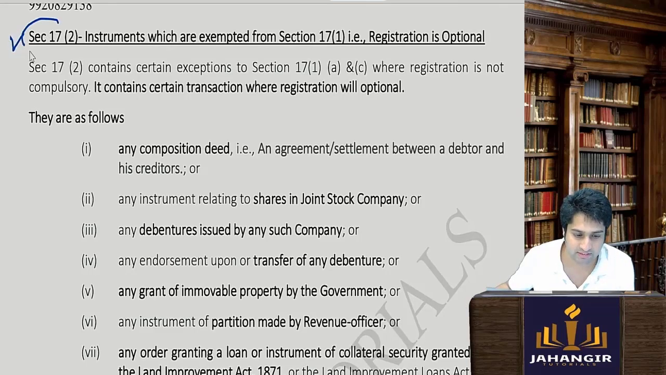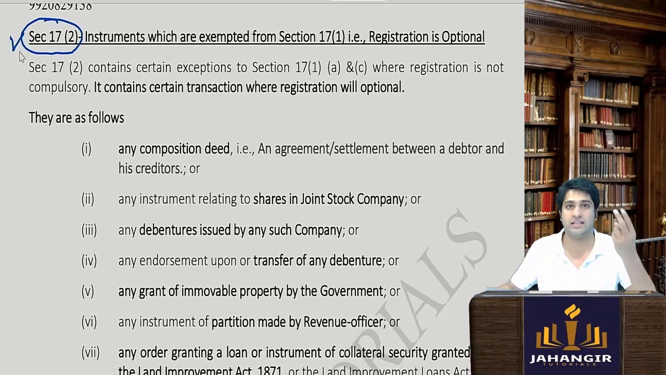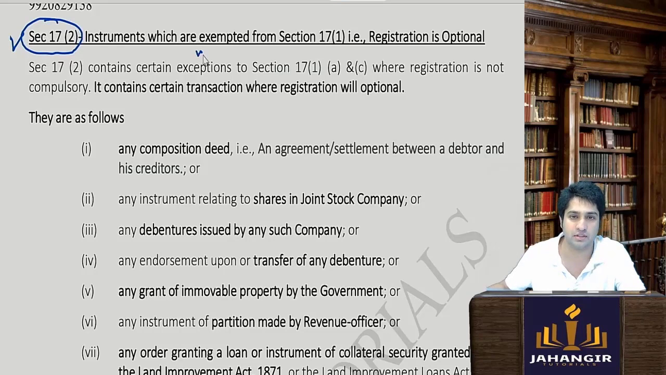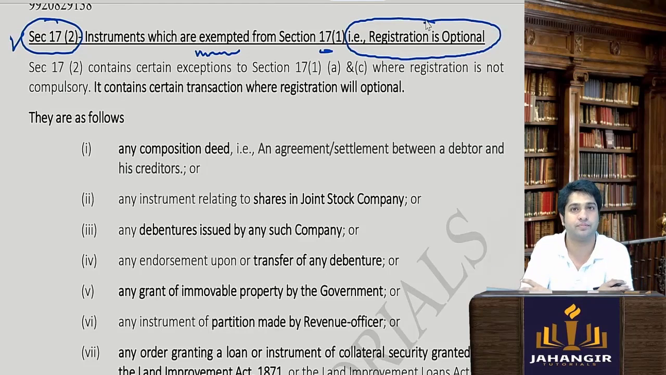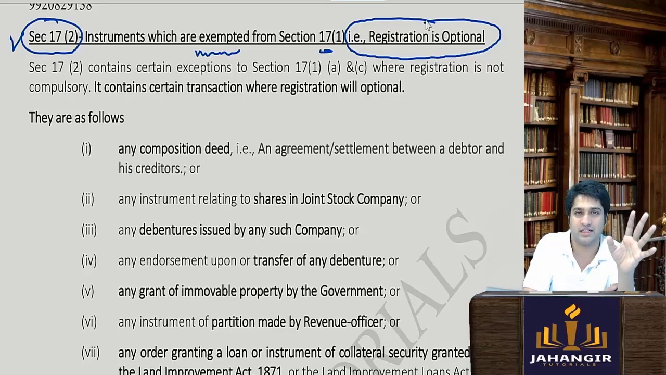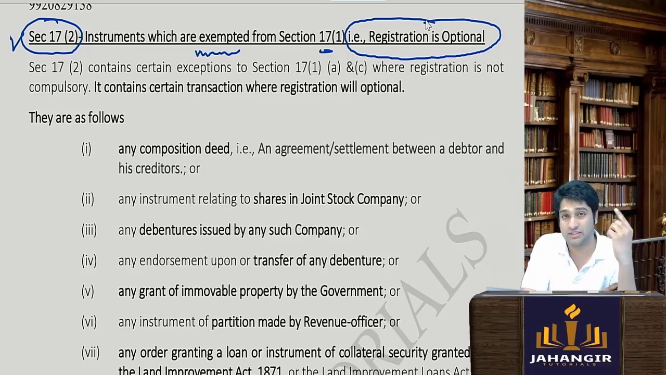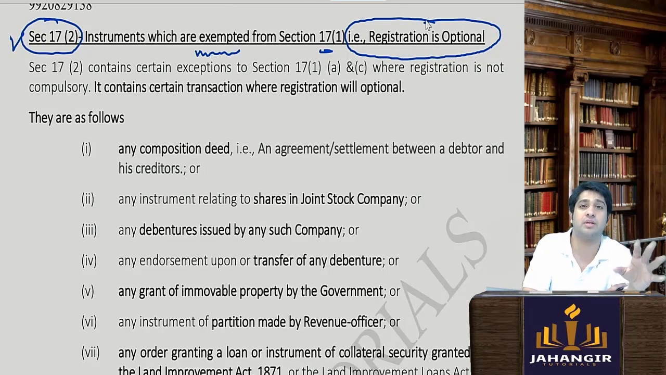Section 17 subsection 1 देखा, 1A देखा. अब section 2, they are giving you certain instruments that are exempted from section 17(1). That means जिनका registration optional है. So section 17 subsection 2 contains certain documents under section 17 which are exempted from registration, meaning they do not require registration.